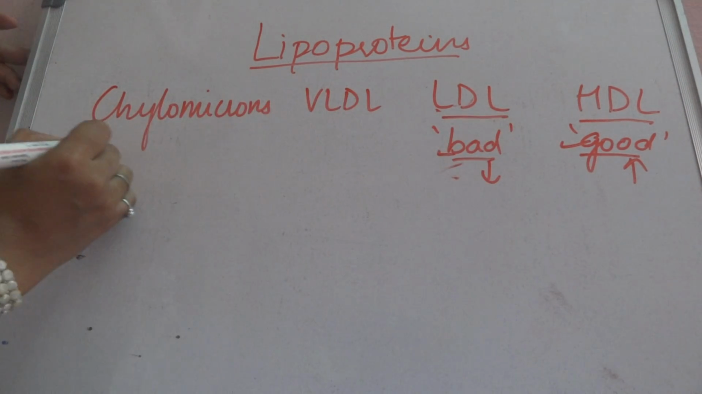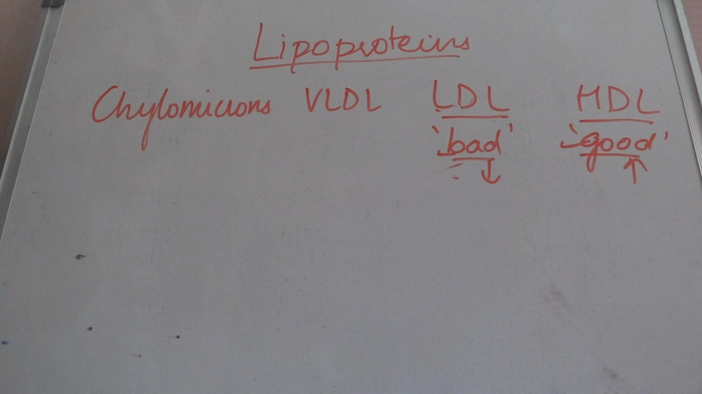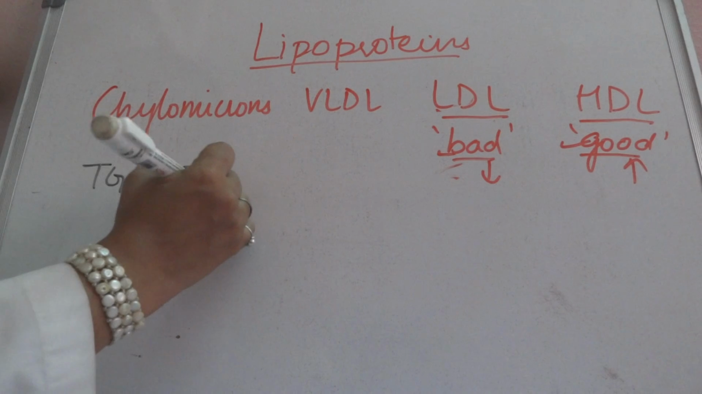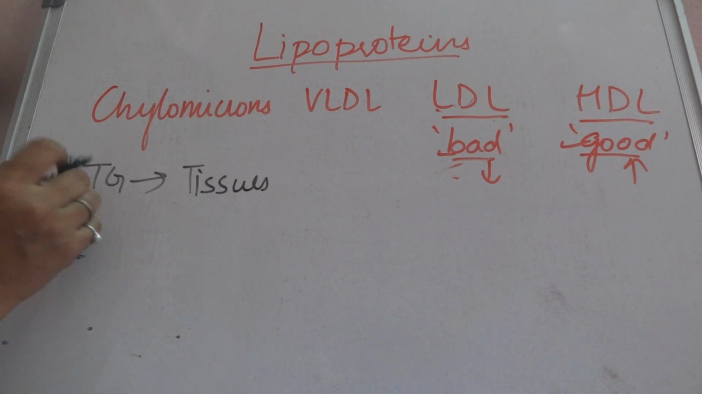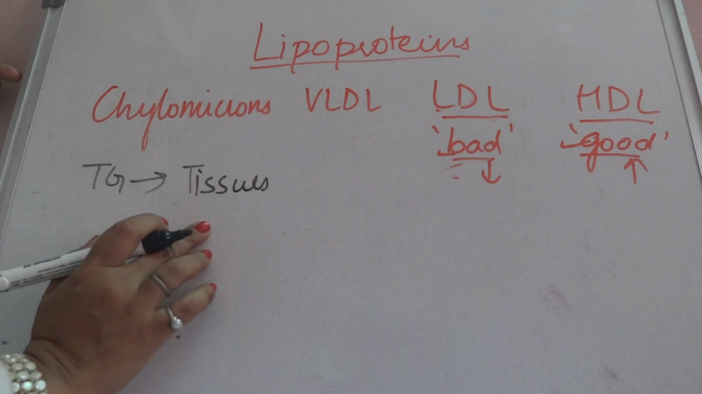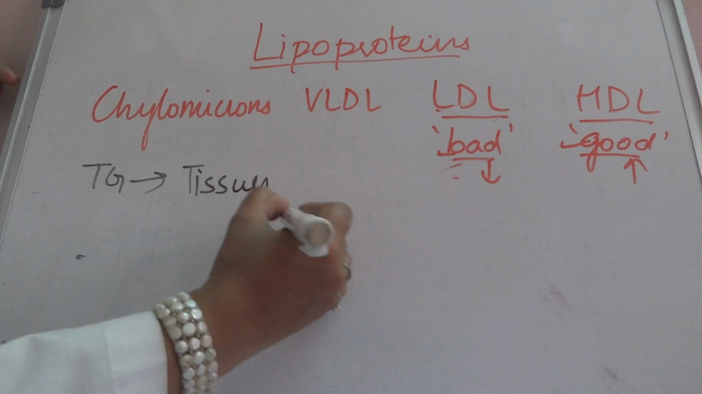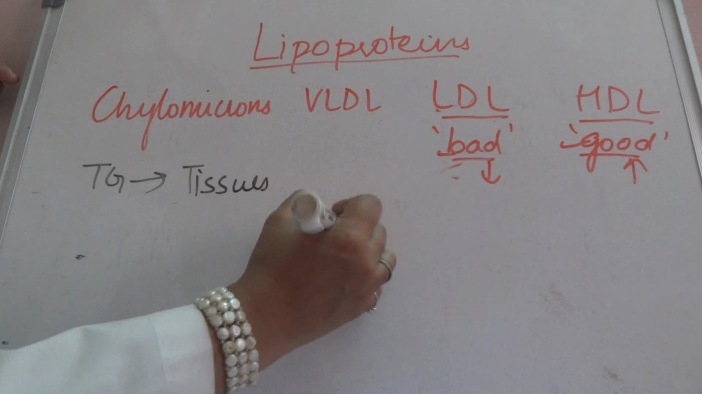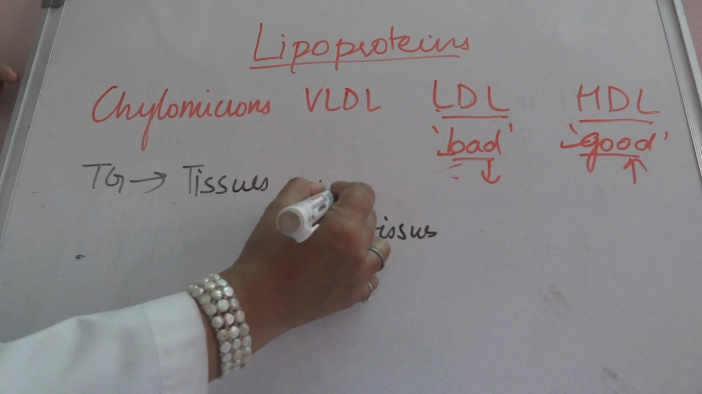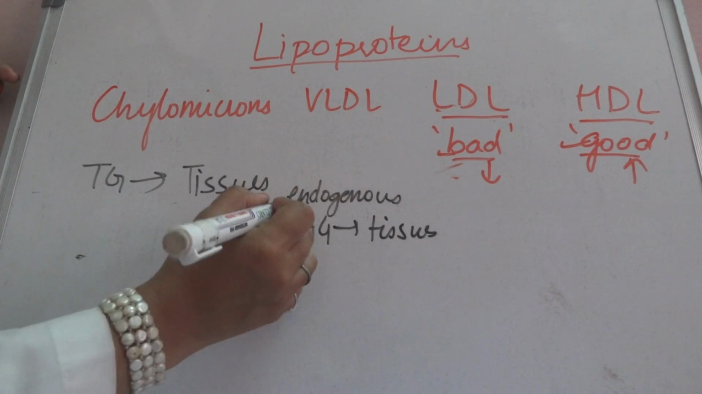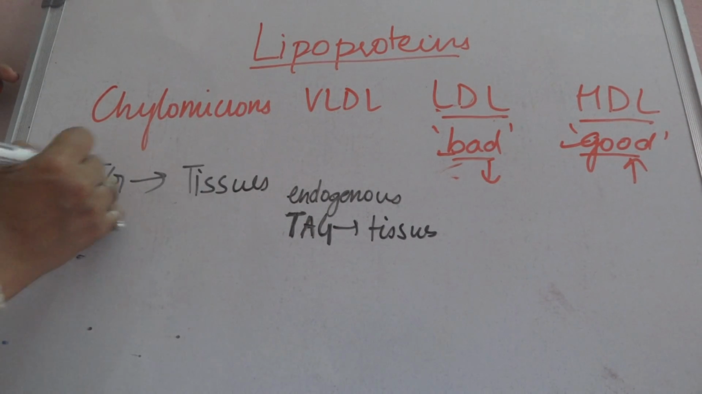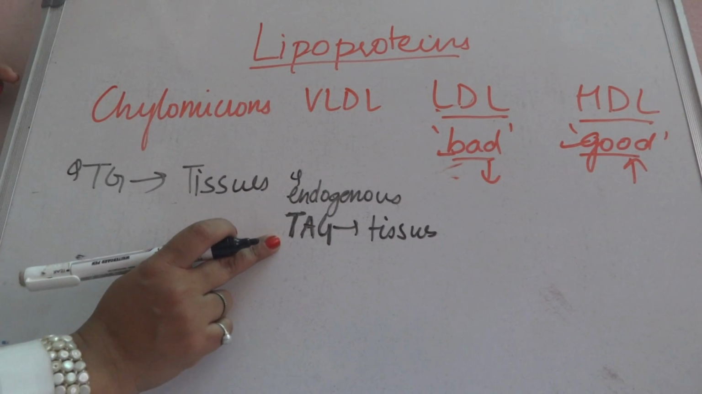Okay, so now coming to what does chylomicron do. Chylomicron transports triacylglycerol to the tissues. It is produced from intestine and it transports triacylglycerol to the tissues. VLDL will also do that same thing. It will transport triacylglycerol to the tissues, but the difference is it transports endogenous triacylglycerol. That is the one which is formed in the body. So it transports endogenous triacylglycerol to the tissues.